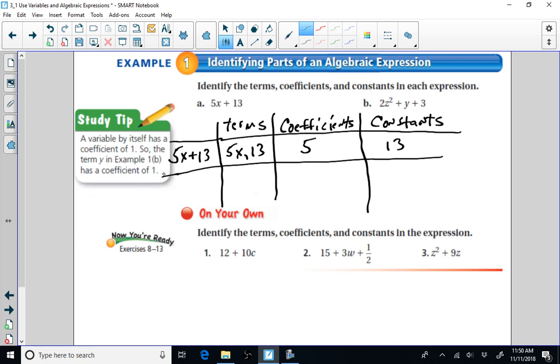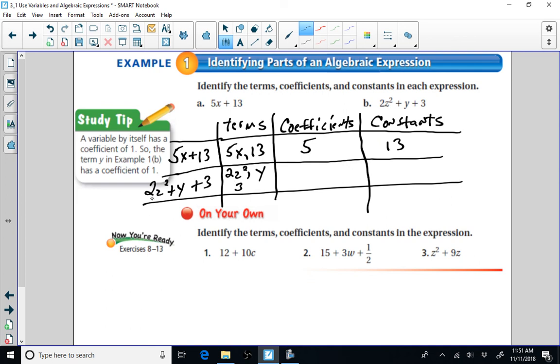If I look at my second example, we have 2z² + y + 3. So that expression has 3 terms. My terms are 2z², y, and 3. So there are 3 terms in that expression.